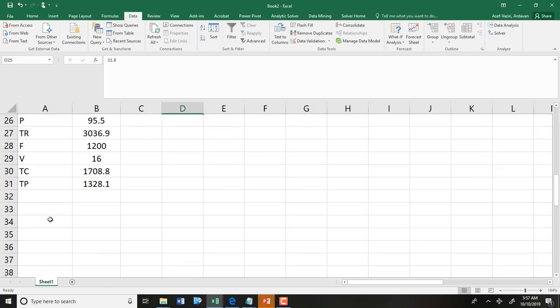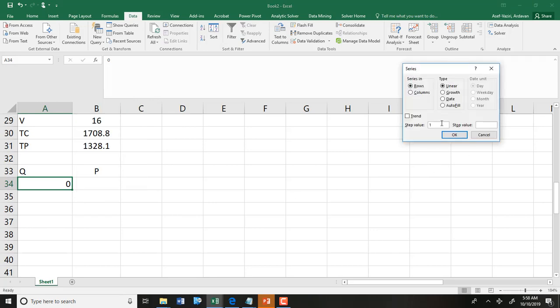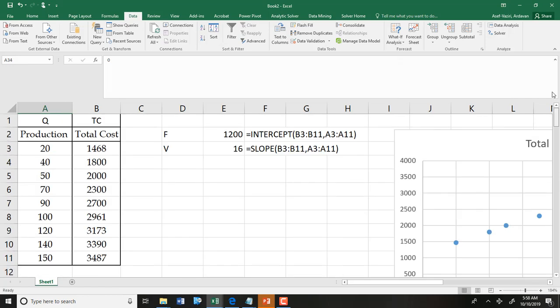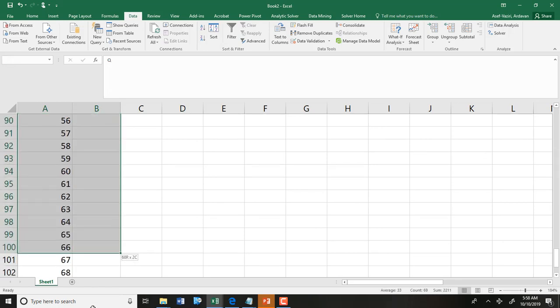Now let me do something here. I go here and I define Q here, and I define P here. I'll go here and type 0. I go to this corner, right click, come down, go back, leave it series, fill series. With a step of 1, the maximum quantity that I can sell is 70, and I want to go in a column, not in a row. Okay, so these numbers are filled for me. Quantities from 0 to 70.